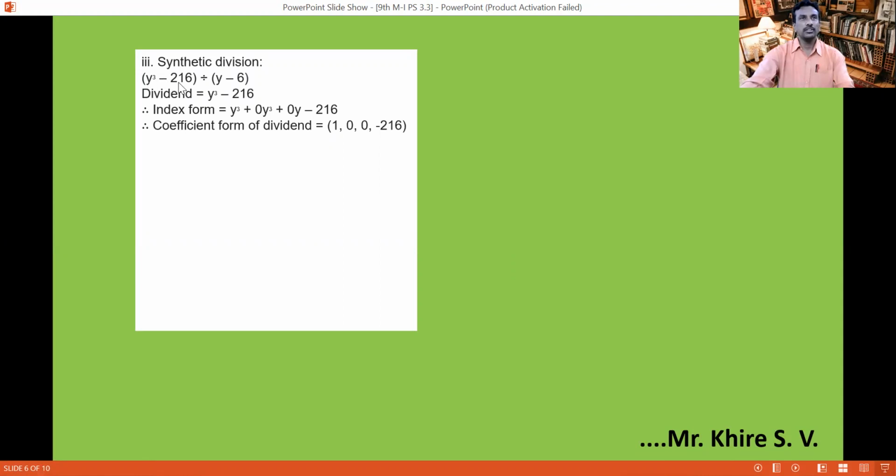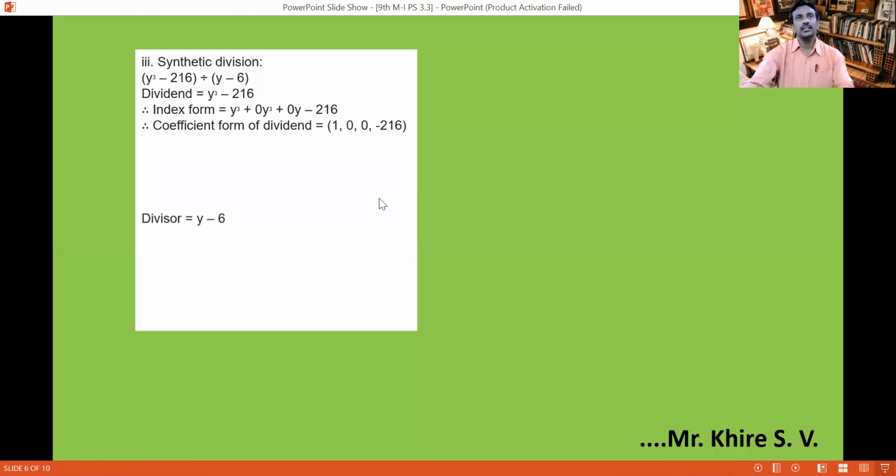If y cube minus 216 is there, now here in this case, first of all, we have to write the given polynomial in standard form. y cube is there. After that, we don't have powers 2, 1, 0 like this. We have to write the given polynomial in descending order of powers. y square is not there, therefore write down 0y square, then plus 0y minus 216, and then write the coefficient form as 1, 0, 0, minus 216 like this.